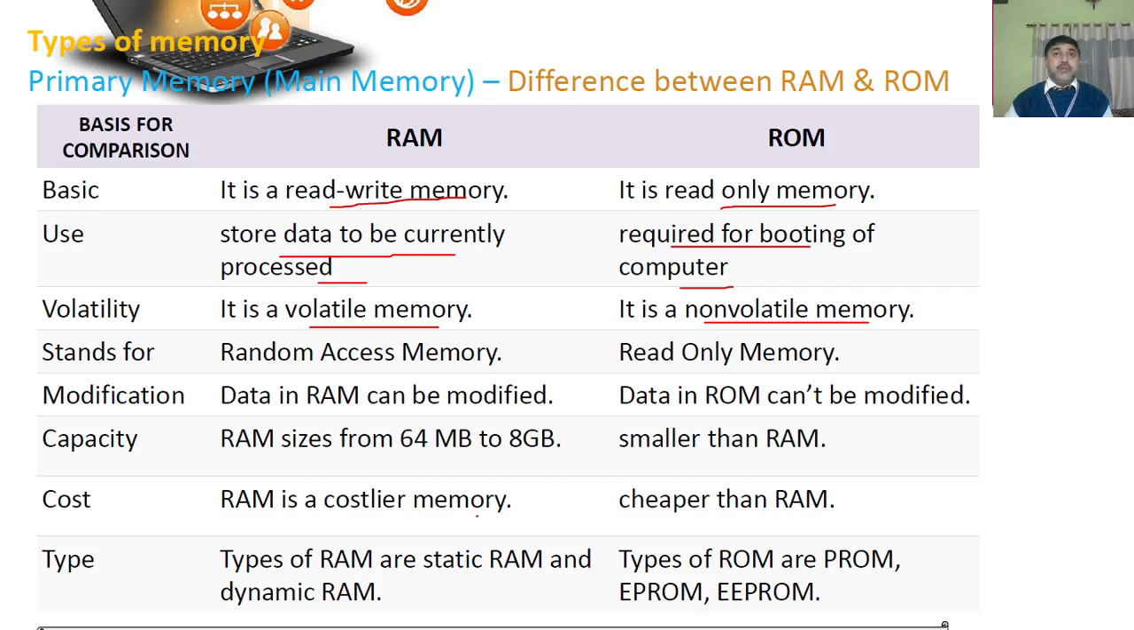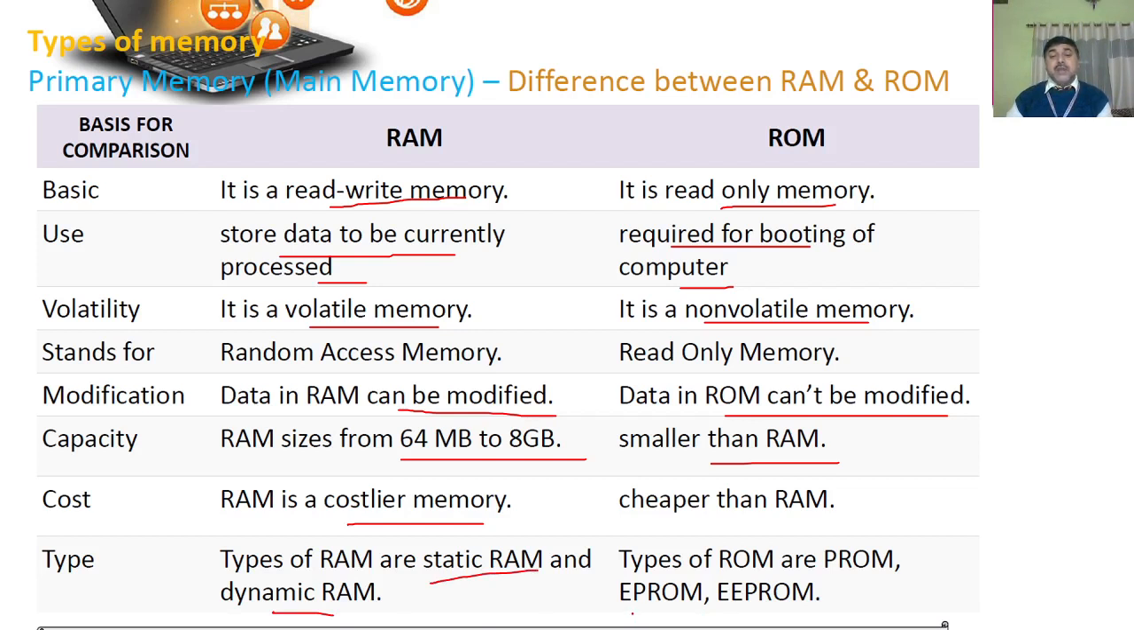What about modifications? The data in a RAM can be modified, but in a ROM you cannot modify it. Capacity: RAM is 64 MB to 8 GB, and ROM is smaller than the RAM. The cost: RAM is costlier, very expensive, but ROM is cheaper than RAM. What is the type? RAM has dynamic RAM and static RAM.